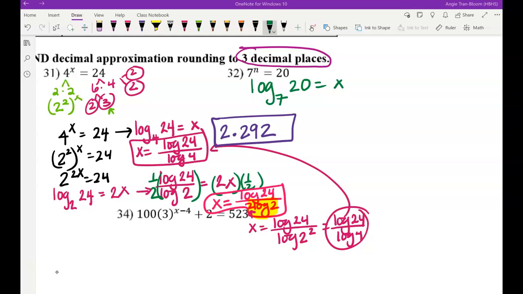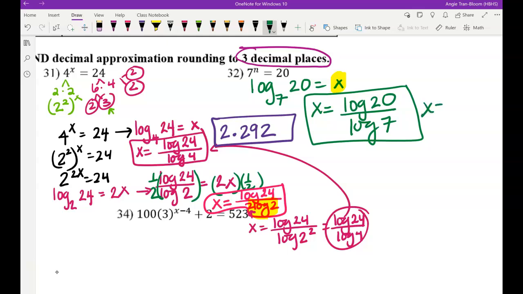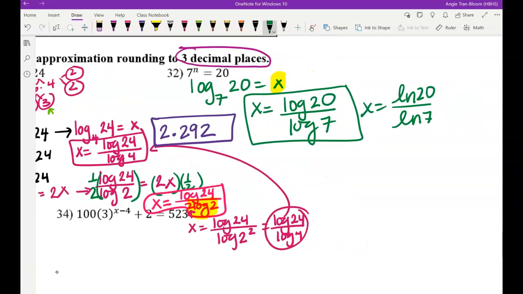Now there isn't much for us to do because x is already isolated. Woot, woot. So we just have to use the change of base. So log of 20 divided by log of 7. And guess what, guys? You could even use natural log of 20 divided by natural log of 7. And that's okay too. You can use either. And you can box up either.